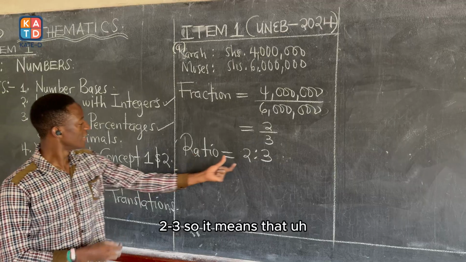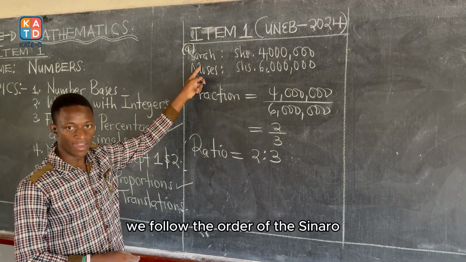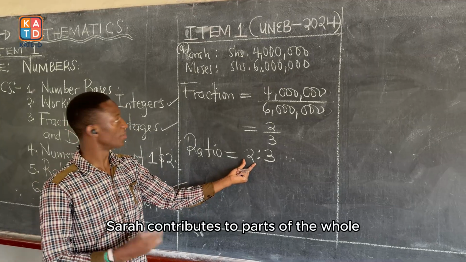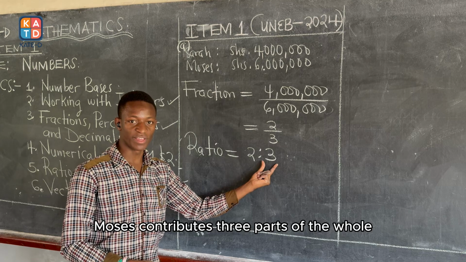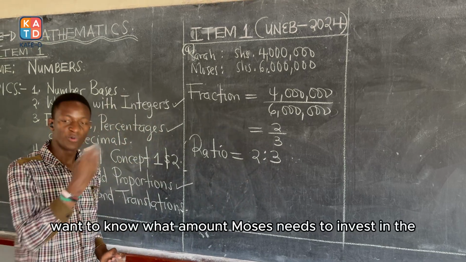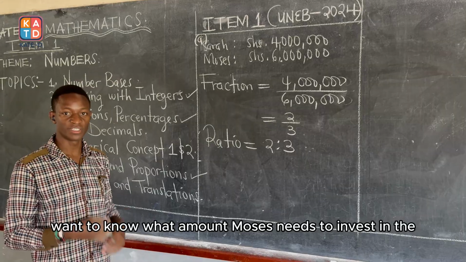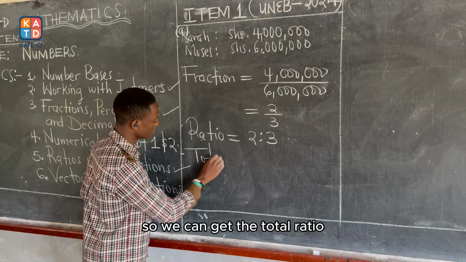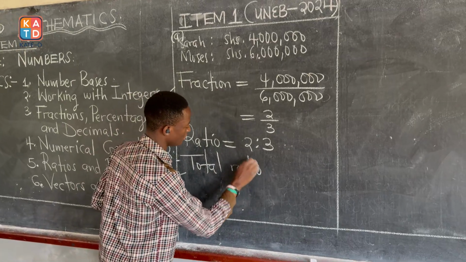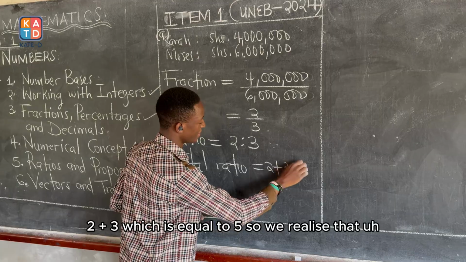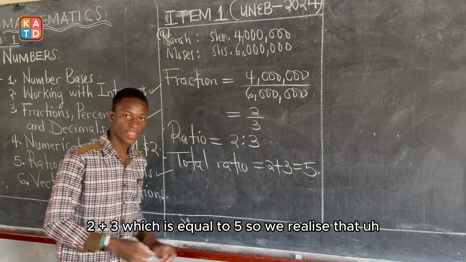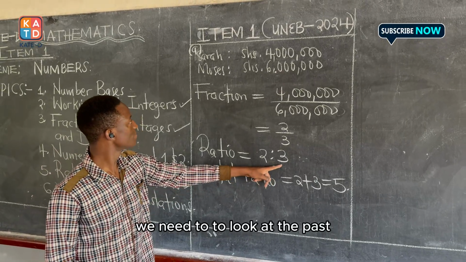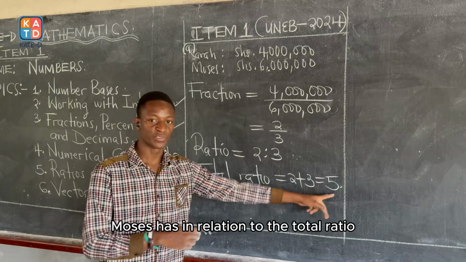So it means that when we follow the order of the scenario, Sarah contributes 2 parts of the whole, Moses contributes 3 parts of the whole. So we want to know what amount Moses needs to reinvest in the business. So we can get the total ratio, which is 2 plus 3, which is equal to 5. So you realize that we need to look at the parts Moses has in relation to the total ratio.